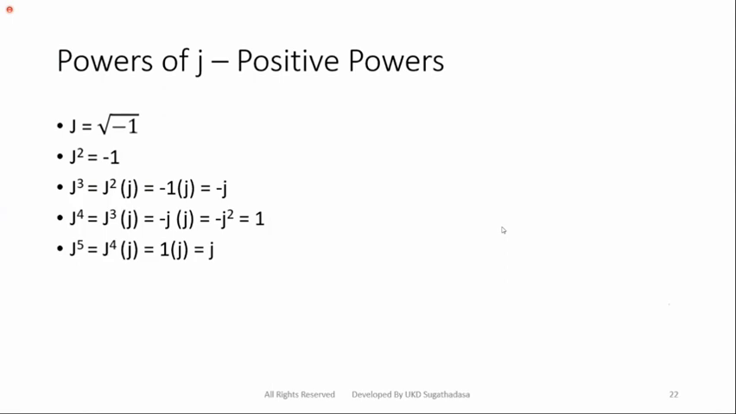So what are the values we get so far? See, j squared is minus 1, j cubed is minus j, j to the 4 is 1, j to the 5 is j. See, all the values are there: minus 1, plus 1, j and minus j. Let us see what j to the 6 is now.